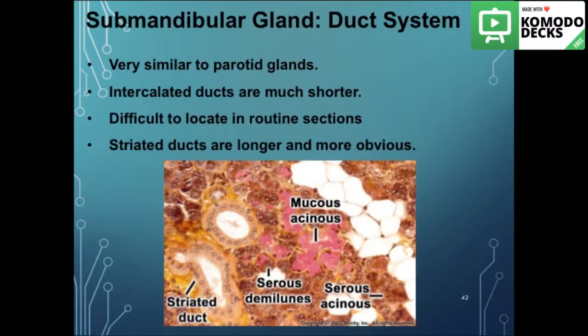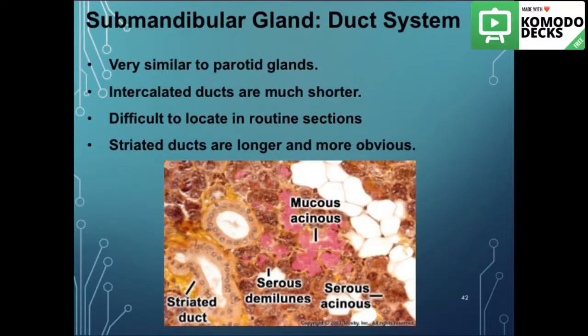The duct system of the submandibular gland is very similar to the parotid gland, with few differences. The intercalated ducts are much shorter. We said the parotid glands have especially long intercalated ducts, while here we can hardly locate the intercalated ducts. The striated ducts here, on the other hand, are longer and more obvious.